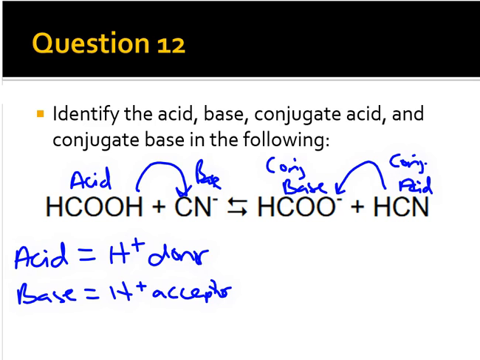And just to kind of wrap it up, these two are known as conjugate acid-base pairs, and these two are known as conjugate acid-base pairs. Just so you would know that terminology. But that's all you have to do, is identify what's the acid and the base, what's the conjugate acid, and what's the conjugate base.